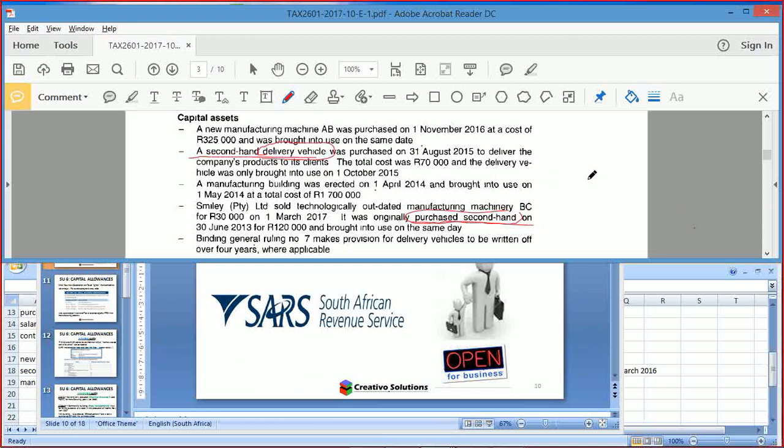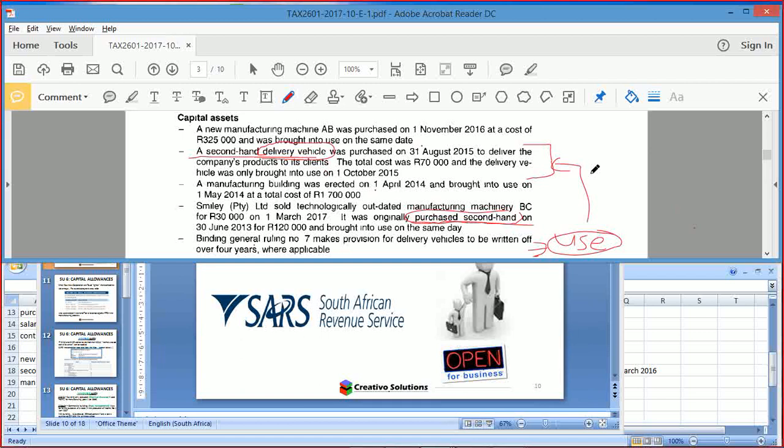I'm trying to understand that binding general ruling number 7. This is for the use of the asset if you haven't claimed that. Okay, so did I buy a second-hand delivery vehicle during the financial year? Not during the financial year. When did I buy it? You bought it in 2015.